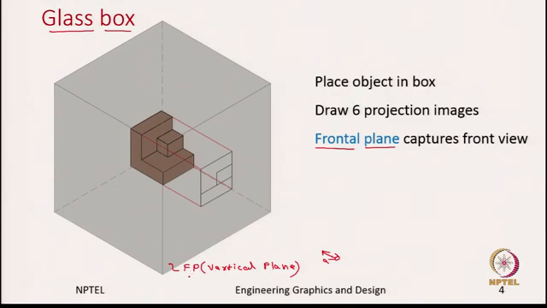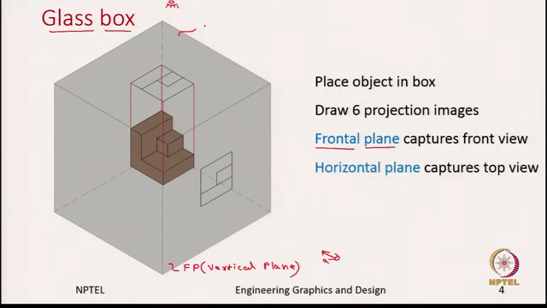Next, when we want to capture the top view, we said the observer will be looking from the top. Which means the observer is looking somewhere here, from here. So, first we will draw the projector lines and then draw the complete view. So, where did we place this top view? We have placed it on the horizontal plane, or in short HP. So, the horizontal plane captures the top view.